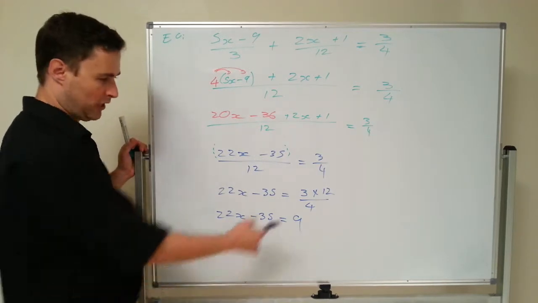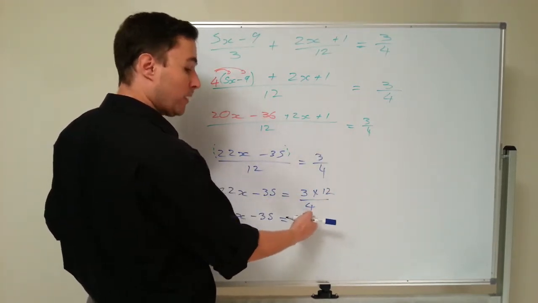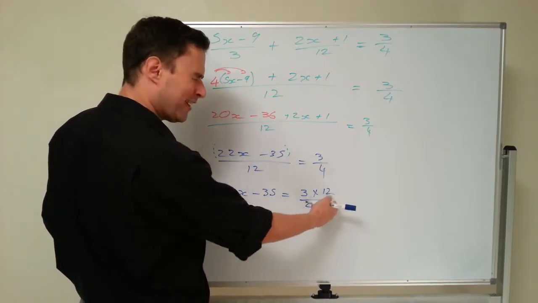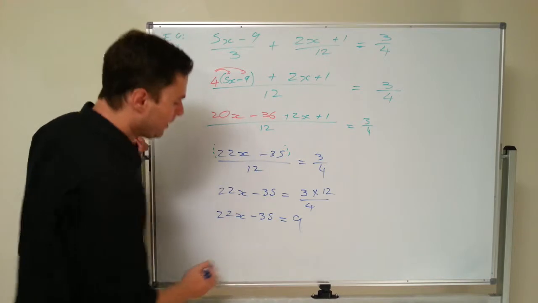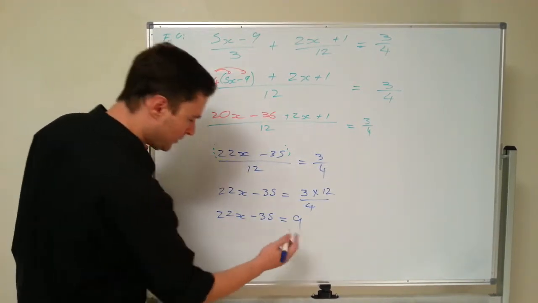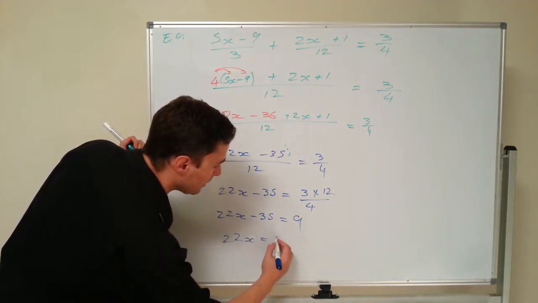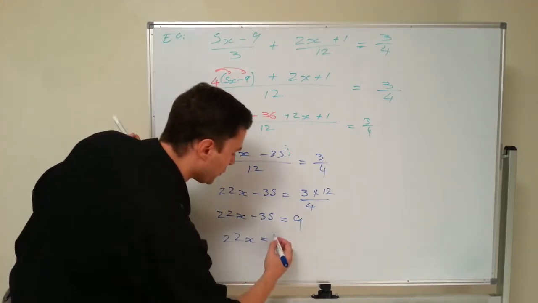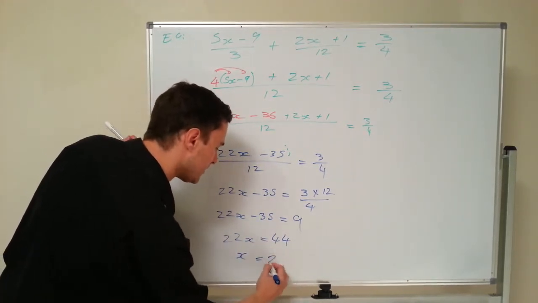Okay, go check that. 3 times 12 is 36, divided by 4 is 9. Or 12 divided by 4 is 3, and 3 times 3 is 9. Either way. Right, so now it looks like a linear two-step equation. Opposite of minus 35 is plus 35. 22x equals 9 plus 35, which is 44. x equals 44 divided by 22, x equals 2.